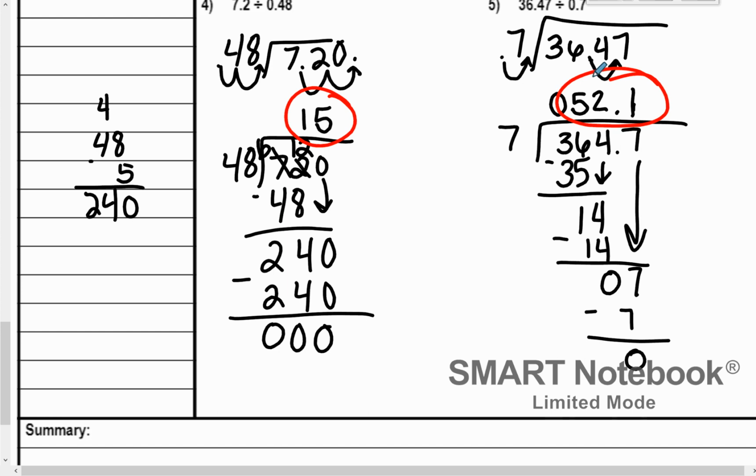And that is all of our lesson. The main thing we need to remember to do is to make that divisor, that number outside the division sign, into a whole number before we start dividing. Whatever we do to that number outside, we have to do to the number inside in order to keep the same answer. Otherwise we're changing the problem.